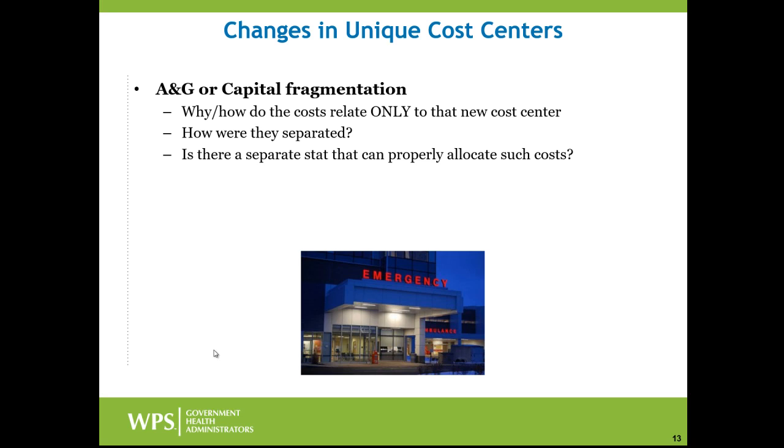Occasionally, with A&G, if you have sophisticated cost allocation, you can identify that some A&G only goes to certain areas. Data processing, for example, maybe that's only used by certain departments. So when a request comes in for this, we would need to know why and how the costs relate only to that new cost center. How were they separated out? And is there a separate stat that can be used to properly allocate such costs to their corresponding cost centers? So these are the things we'd be looking for there.